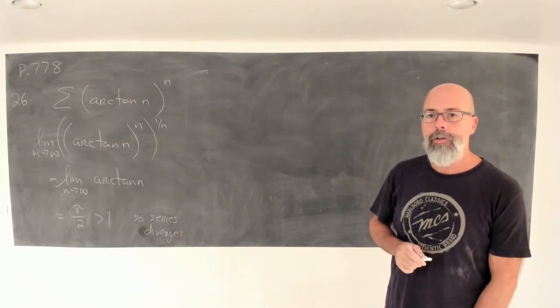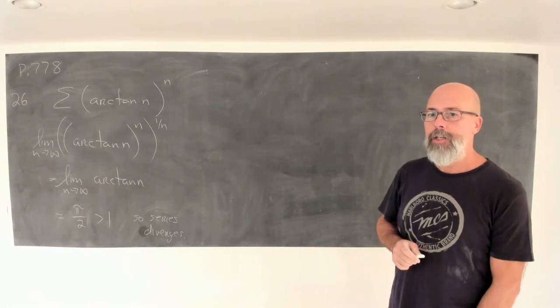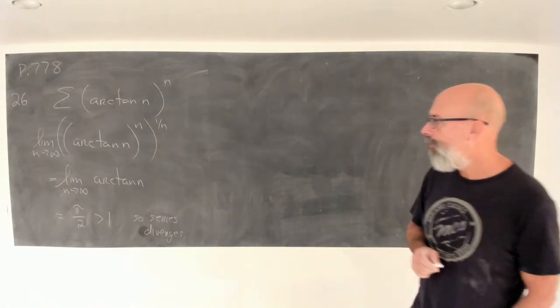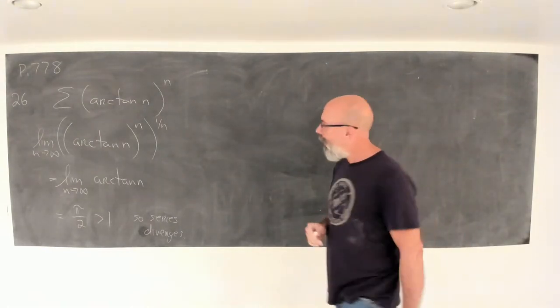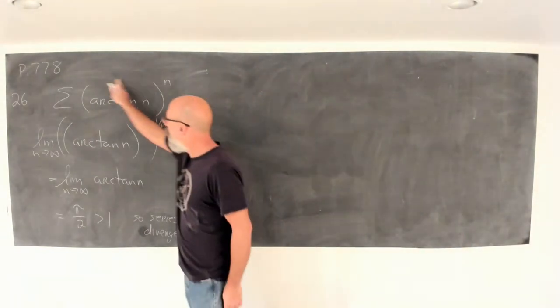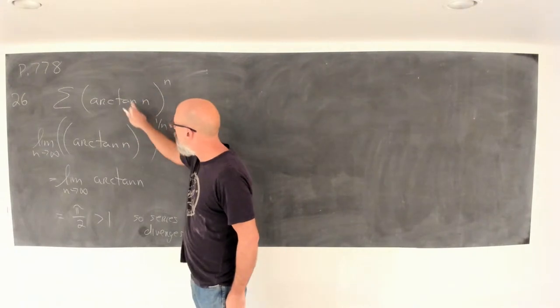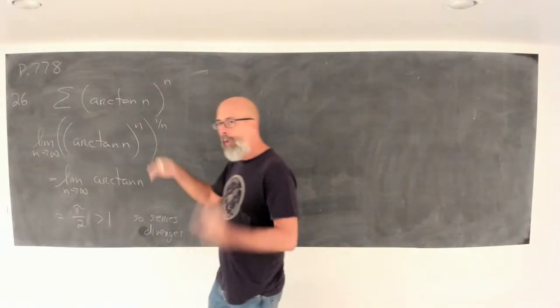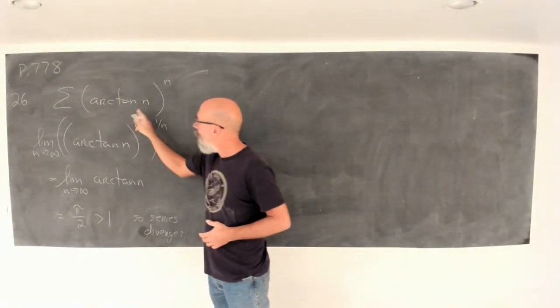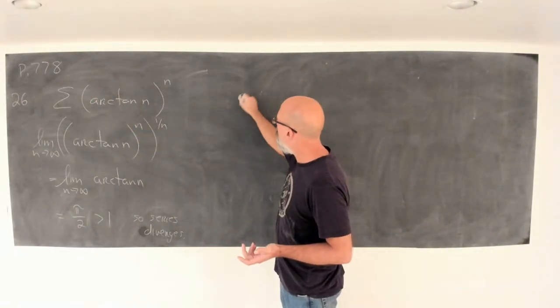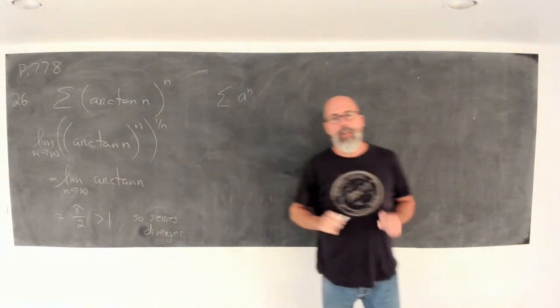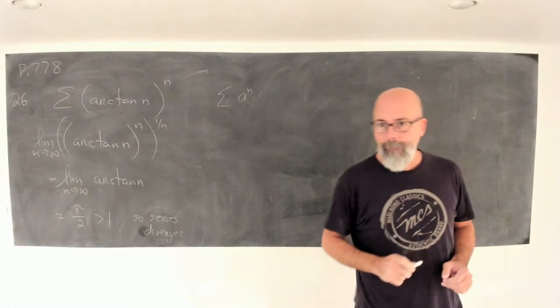Somebody's asking if it's a geometric series. It actually is not. It kind of behaves like a geometric series. As n gets larger and larger, this is getting closer and closer to pi over 2. But it's always changing, whereas in a geometric series, the base does not change.